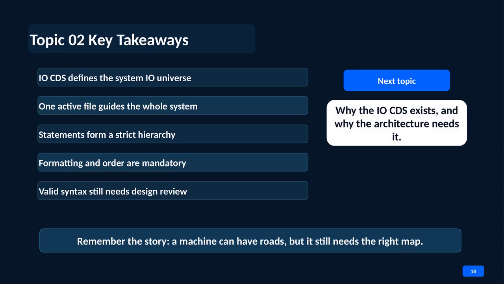The key message is simple. The IOCDS is the system map for I/O. It defines the complete I/O universe the Z system understands. It is plain text, but it follows strict formatting and ordering rules. Only one IOCDS is active for the system at startup, so its scope is large. The file can be syntactically valid and still need careful design review. Carry this picture forward. A powerful machine may have many roads, but it still depends on the right map.